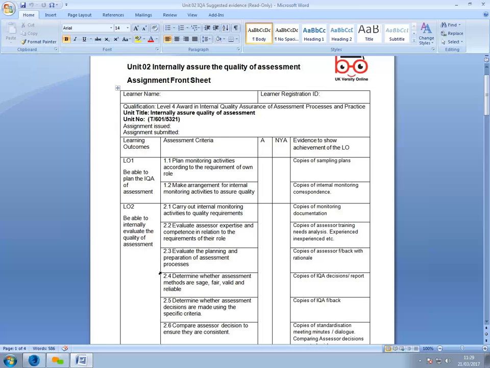So it's plan, monitor and activities. This is your assessment plan, when students are going to be assessed. So plan, monitoring activities according to the requirements of your own role. In academic assessment and internal verification, the emphasis now is on formative assessment.